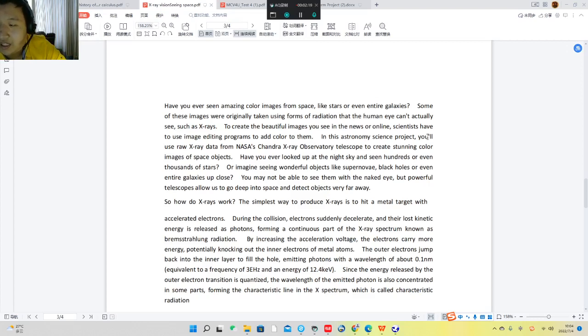Have you ever looked up at the night sky and seen hundreds or even thousands of stars? Or imagine seeing wonderful objects like supernovae, black holes, or even entire galaxies up close? You may not be able to see them with the naked eye, but powerful telescopes allow you to go deep into space and detect objects very far away.